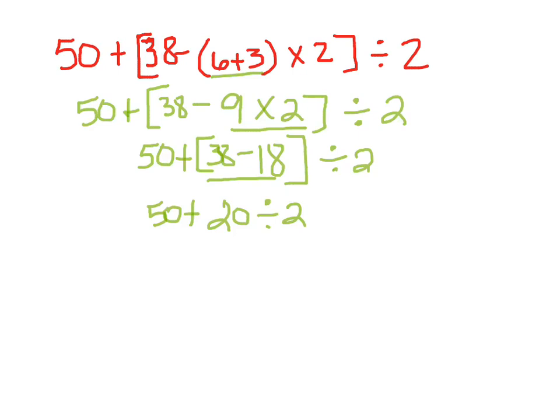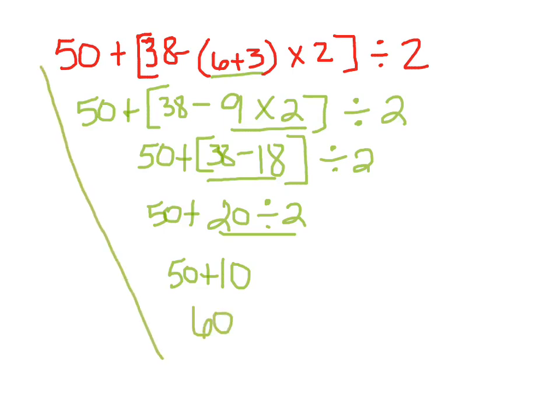Now, 50 plus 20 divided by 2. Okay, I have an addition and I have a division. Division has to be done before addition or subtraction. So 20 divided by 2. 2 goes into 20 10 times. Bring down the 50 and the plus, and 50 plus 10 is 60, and we're done. Okay, bigger problem, a few more steps, but I still get the same result when I take it step by step.